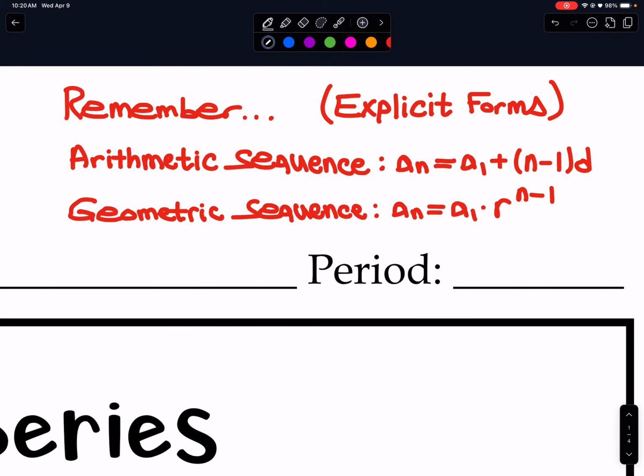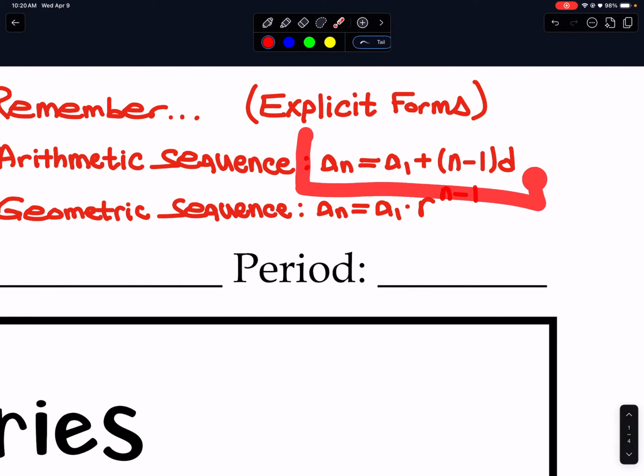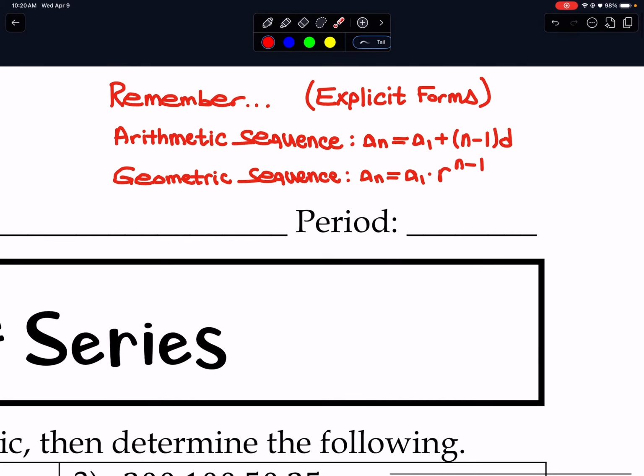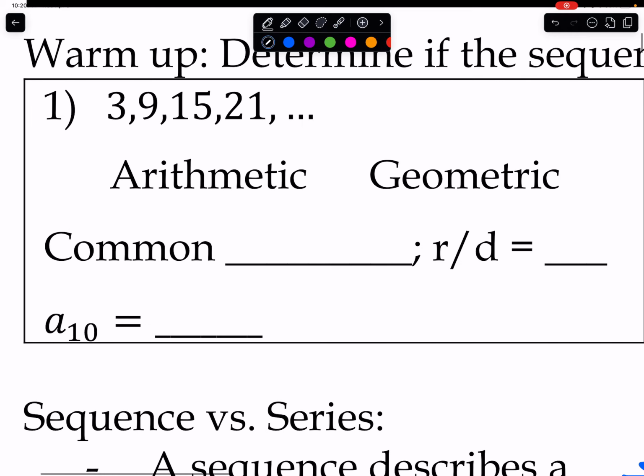Up here in this corner, I have the explicit forms of the arithmetic sequence and the geometric sequence. An arithmetic sequence is going to be linear in nature, whereas a geometric sequence is going to be exponential in nature. We're going to do a recap of these because the sequences are going to come back when we talk about series. I'm going to do some of the warm-up here, not too much of it, just to recap.